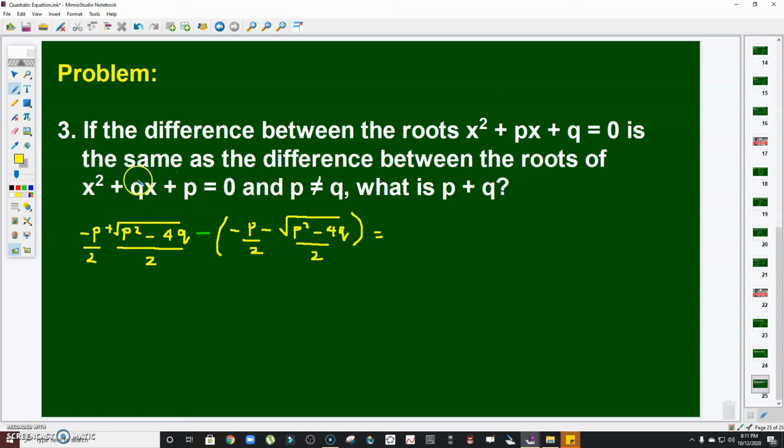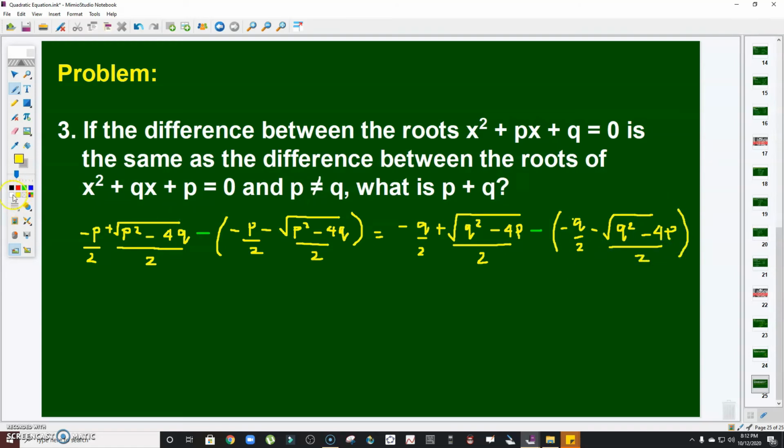Okay? Kaya lang nag-interchange lang yung coefficient ng linear term mo tsaka yung constant. So, I'll just copy this. Pagbaligtarin ko lang yung p and q. So, I'm going to have negative q over 2, plus square root of q squared minus 4p, over 2, minus, there you go. Minus negative q over 2 minus square root of q squared minus 4p over 2.